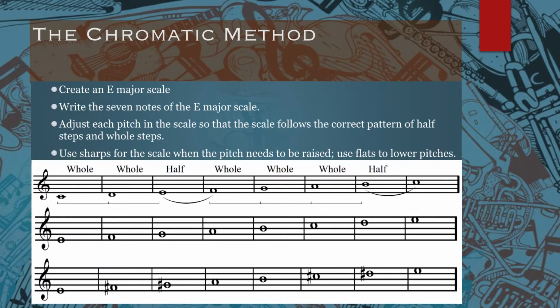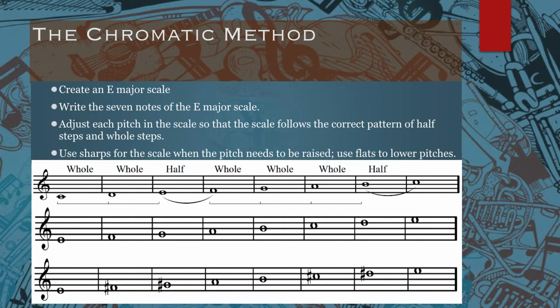Between 2 and 3, a whole step. Between 3 and 4, you have a half step. Between 4 and 5, you have a whole step. Between 5 and 6, you have a whole step. Between 6 and 7, you have another whole step. And then between the 7th scale degree and the tonic, you have a half step.